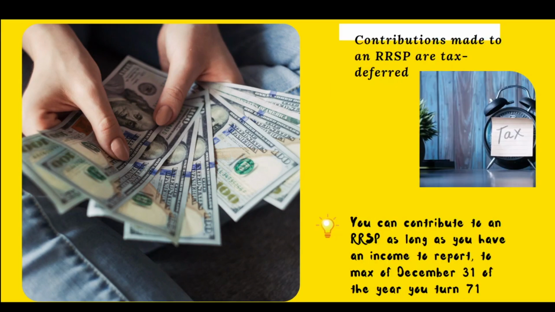Any income you earn in the RRSP is usually exempt from tax as long as the funds remain in the plan. You generally have to pay tax when you receive payments from the plan. So we can say that contributions you make to an RRSP are tax deferred. But note that most withdrawals from an RRSP are taxed as income when they are withdrawn. You can contribute to an RRSP as long as you have income to report, up to a max of December 31st of the year you turn 71.